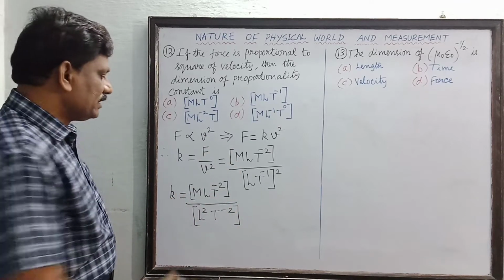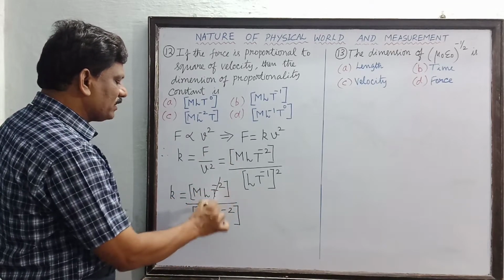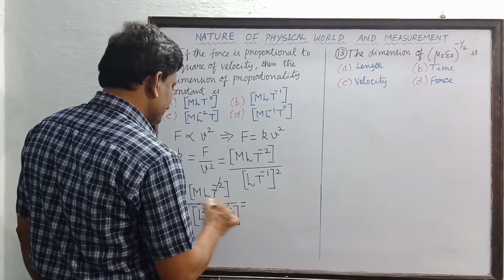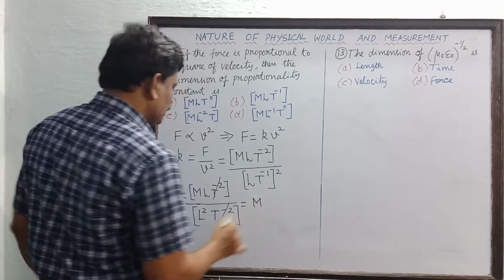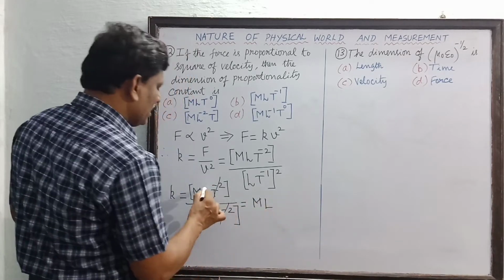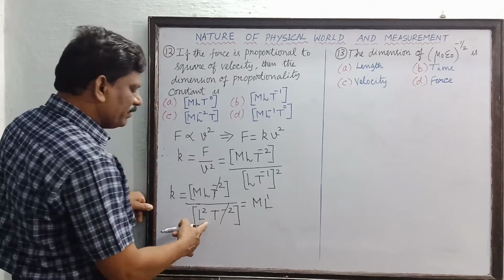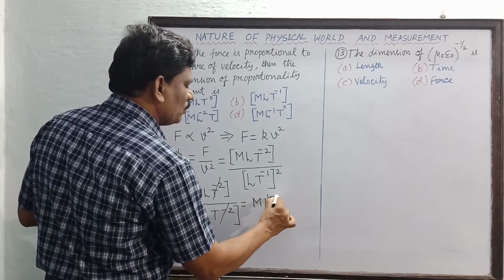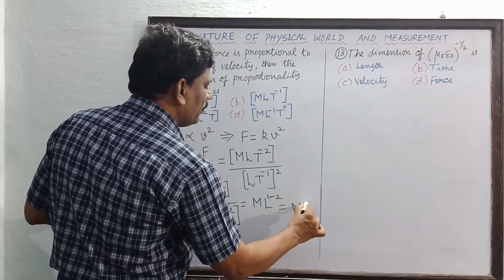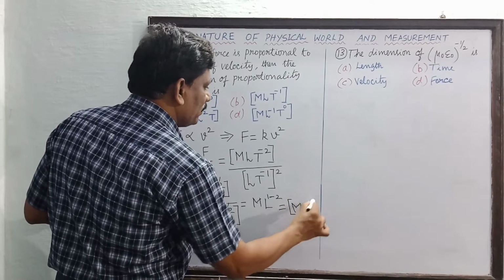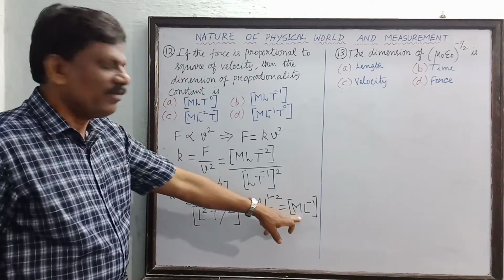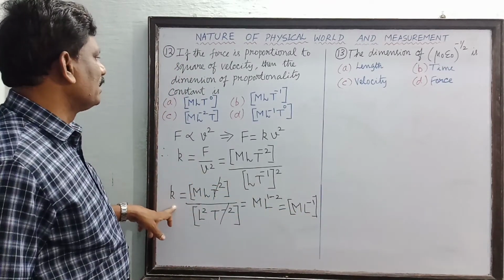This T power minus 2 and T power minus 2 get cancelled. So what remains? The M term will remain, M. This is L power 1 minus 2, so this is L, already there is power 1, from the denominator minus 2. So this is equal to M L power minus 1. So this is the dimensional formula for the proportionality constant.